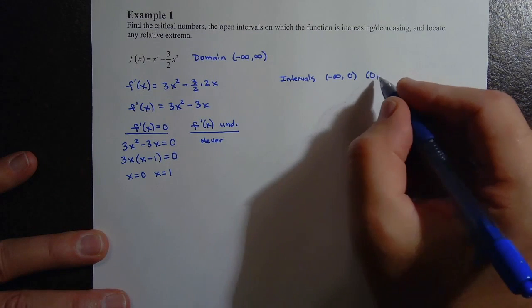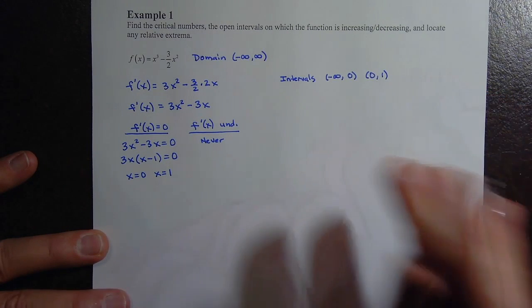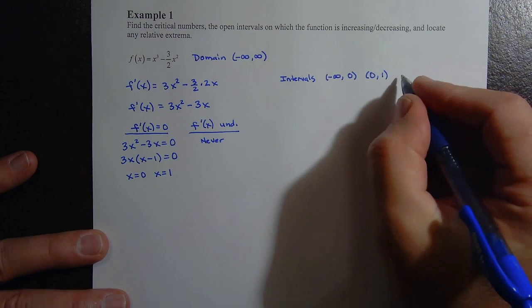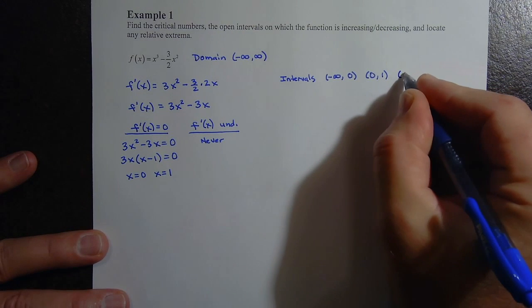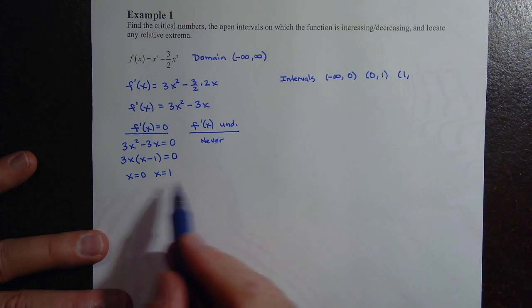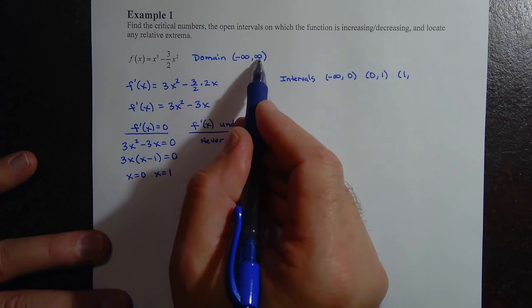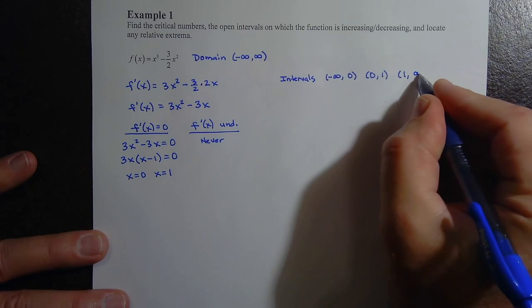So we're going to go from 0 to 1. And we don't want to include the critical numbers, basically, okay? And then we want to do 1 to, what's the next? Well, there's no more critical numbers, right? So we're just going to go to the end of the domain, which is infinity.